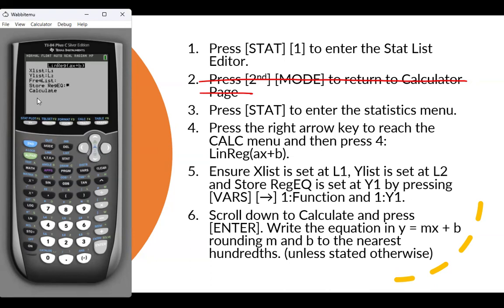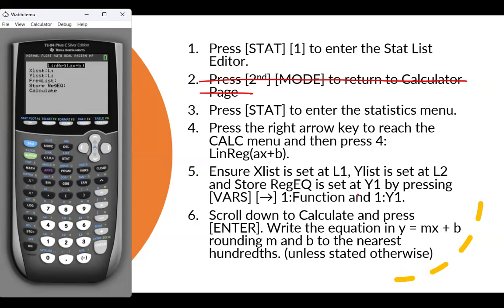And you're going to now come down to where it says store regression equation. Okay? Storing your regression equation means that you want it to graph it for you. Okay? Is it necessary? No. Could you go graph it yourself? Yeah, but if I can make the calculator do it, why not make the calculator do it? Does that make sense? All right.